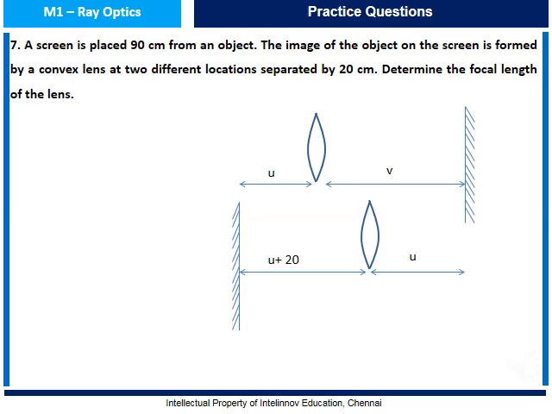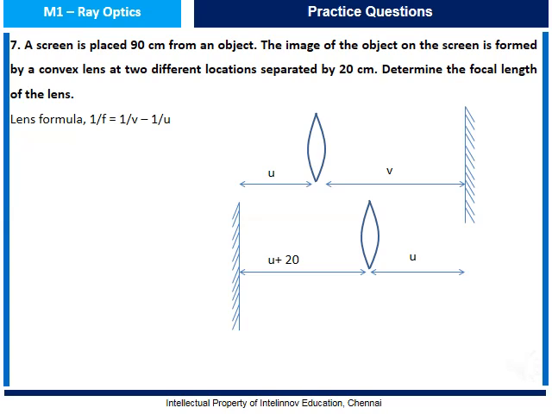The first case, we had the screen on the right side and the distance between the object and the lens is u and the image distance is v. However, in the second case, the lens is moved 20 centimeter from its initial position and the screen is placed on the left side. This gives us the image distance of u plus 20 and the object distance of u. That is, we are not changing the object distance, but we are changing only the lens position and also the screen position.